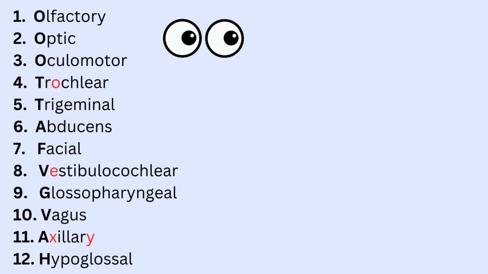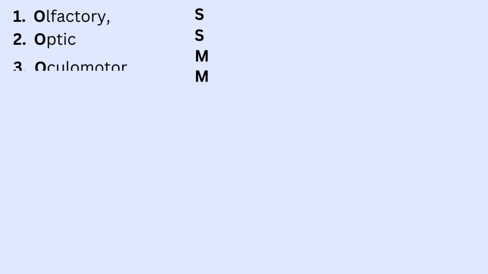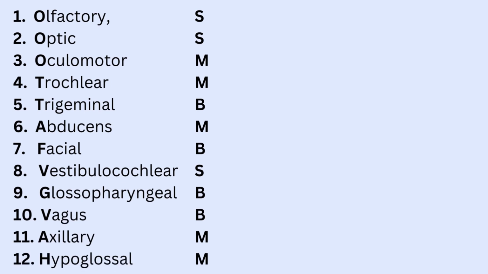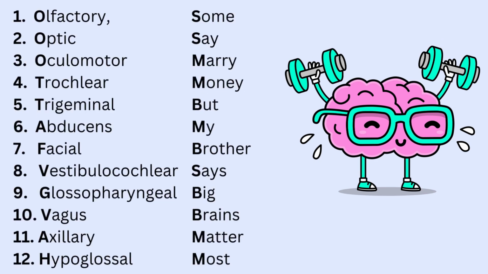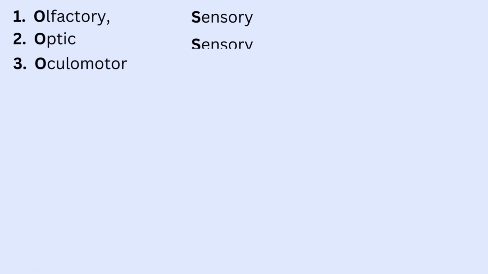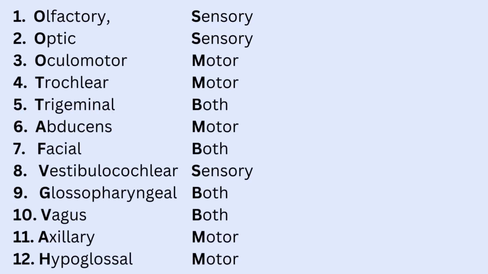Once I have my cranial nerves down, the next thing I like to do is focus on if this is a sensory, motor, or mixed nerve. So we're going to use the following mnemonic to do so. So this mnemonic is, some say marry money, but my brother says big brains matter most. And in this case, S stands for sensory, M stands for motor, and B stands for both sensory and motor.